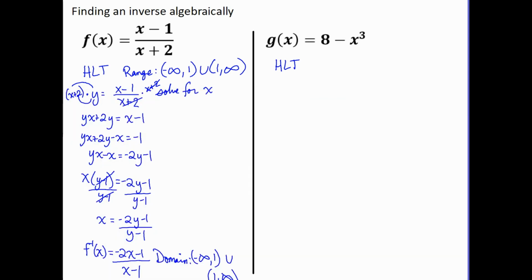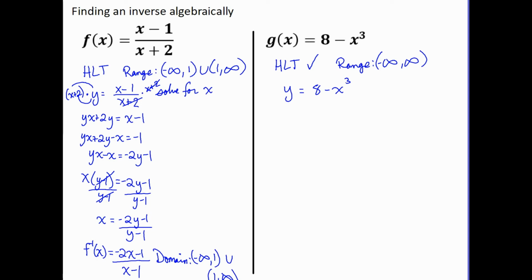So when we come over here, it does pass the horizontal line test, and the range, if you were looking at it, was negative infinity to positive infinity, which means we won't have any restrictions on our domain later on. So let's switch this up. y equal to 8 minus x cubed.